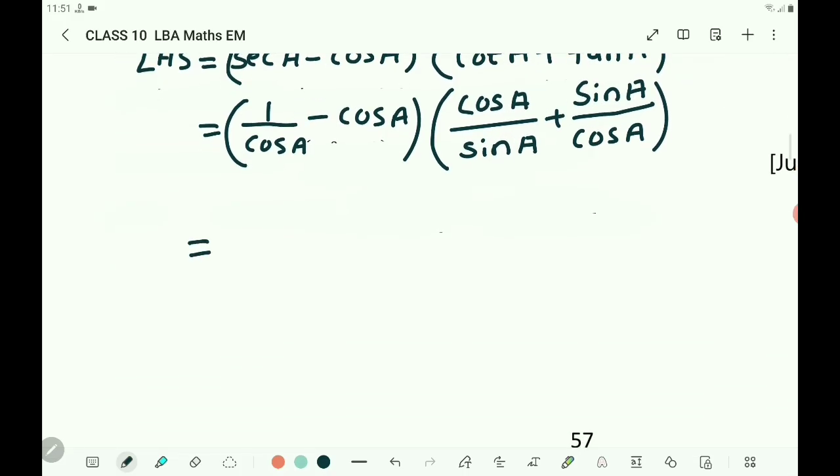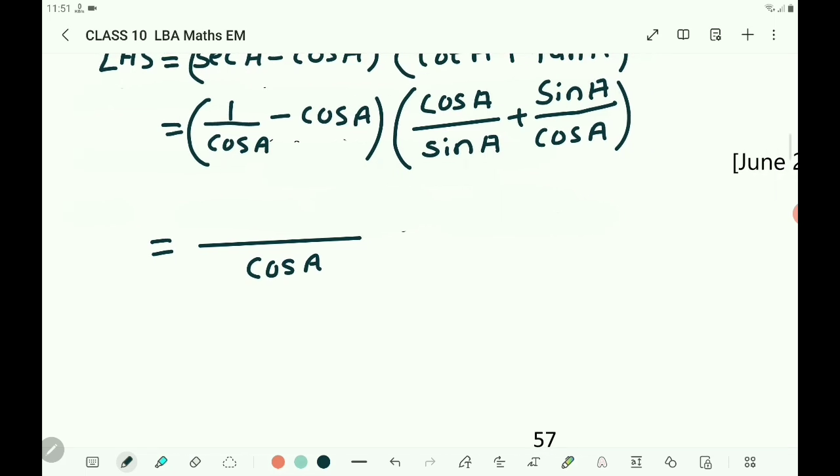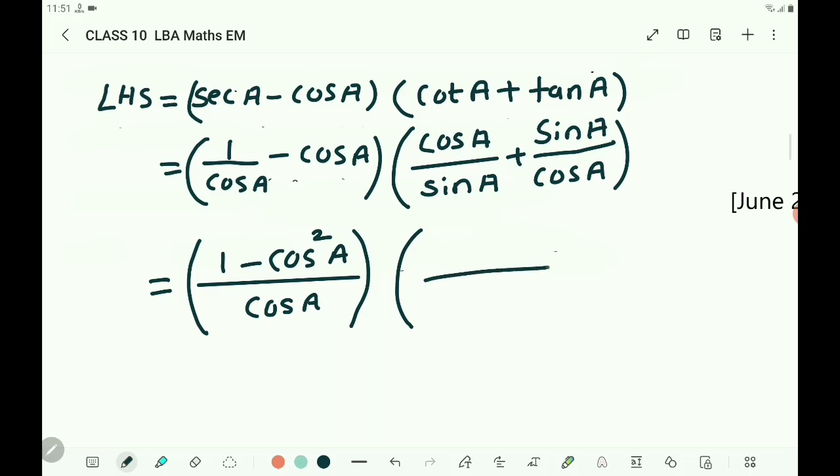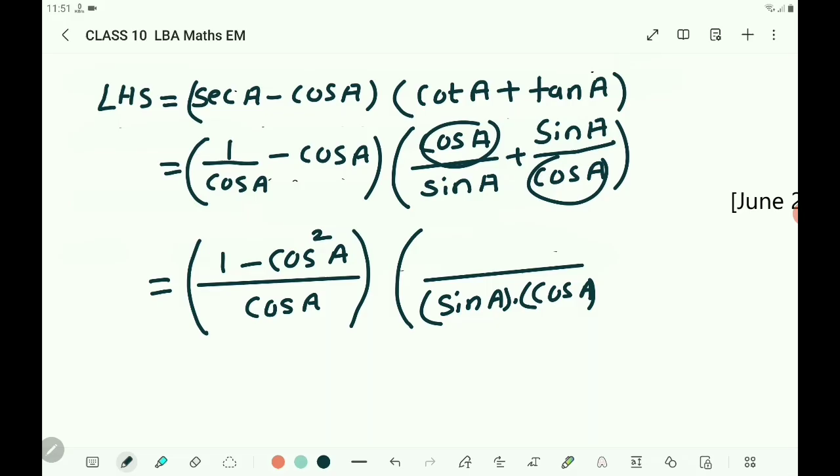Equals, take the LCM. Here the LCM is cos A, and you write 1 as it is. 1 minus cos A into cos A is cos square A. Then here the LCM is the product of sin A and cos A. You write the LCM sin A into cos A. Now cos A must be multiplied by cos A, that becomes cos square A, and sin A must be multiplied by sin A, so that becomes sin square A.